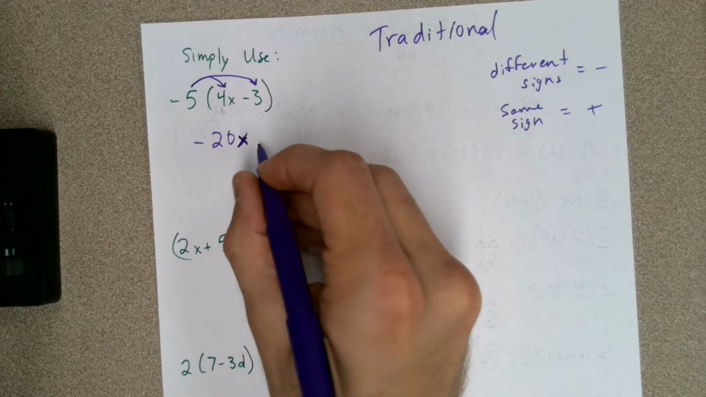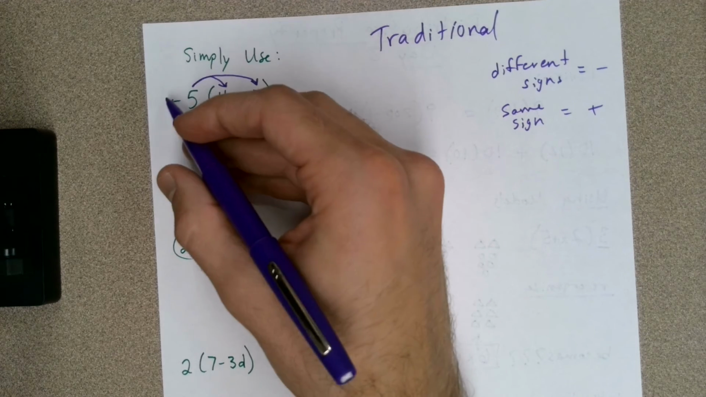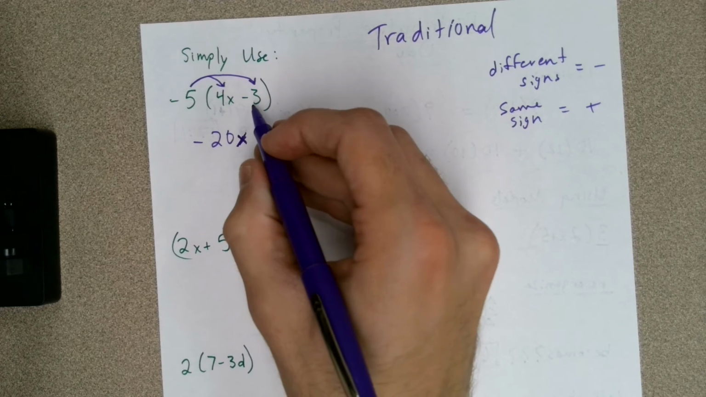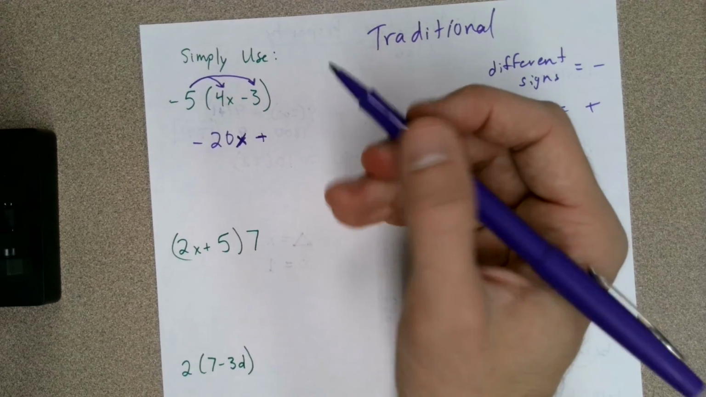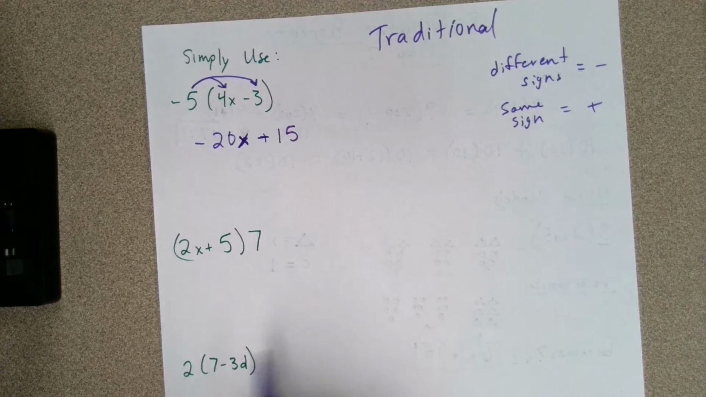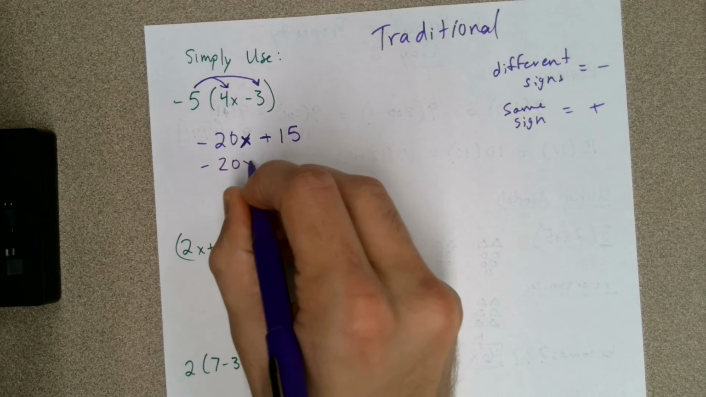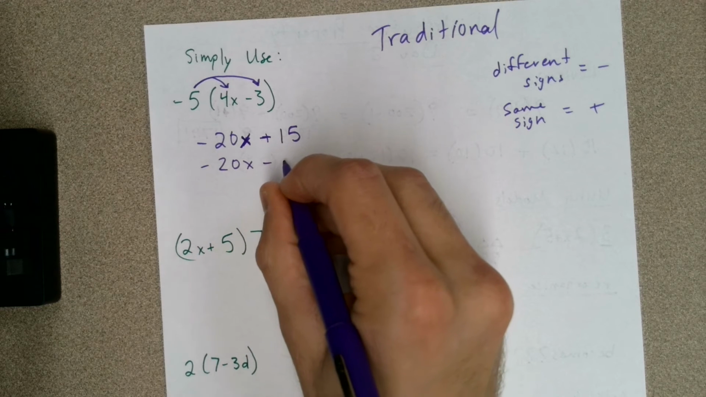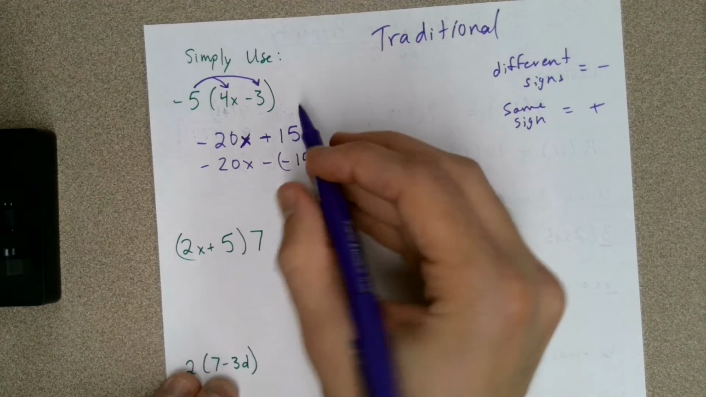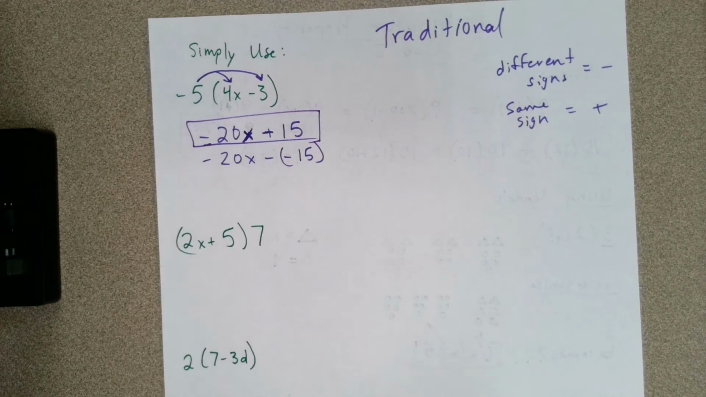So we got -20x, and then I'm going to distribute this -5 to the -3. So I can either write this as -5 plus -5 times -3 would be positive, because of the same sign, 15. You could also write this, if you didn't want this to be a -3, you could write -20x minus -15. And those would be the same thing. As you know, I like to simplify it like this, make it a little simpler for me. Whatever works best for you is what you should do.